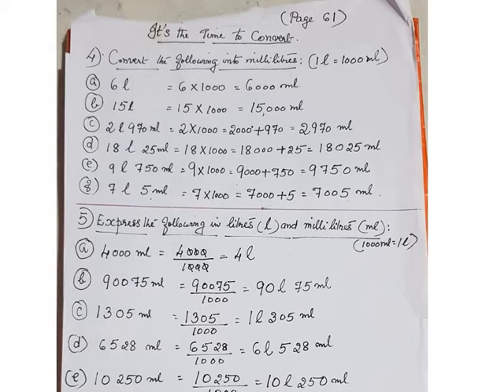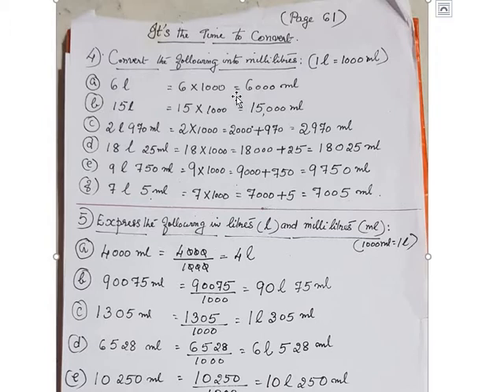So here you can see the first question: convert the following into milliliters, that is 1 liter equal to 1000 ml. There are questions A to F. First one is 6 liter, convert into milliliter. The direct answer I am not showing, so I am doing it on paper. 1 liter equal to 1000 milliliters, so 6 liter equal to 6 multiplied by 1000.